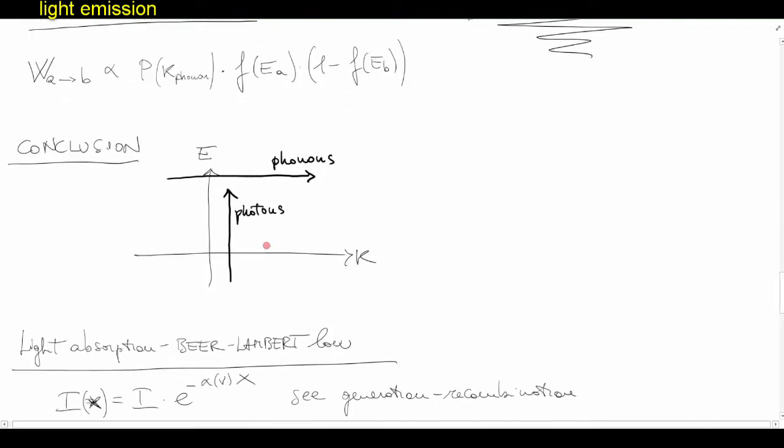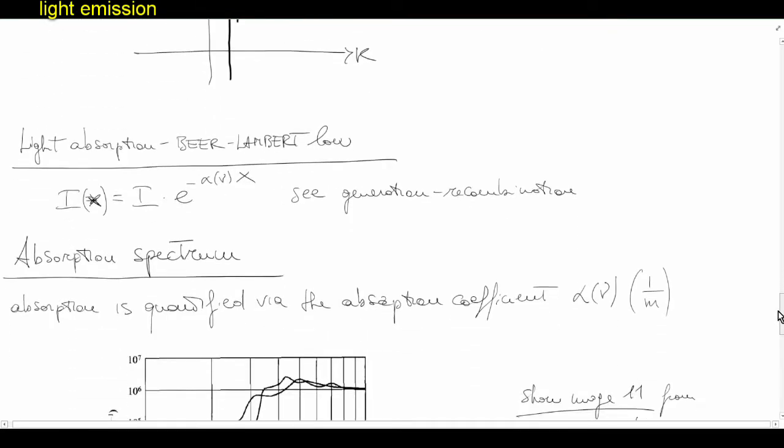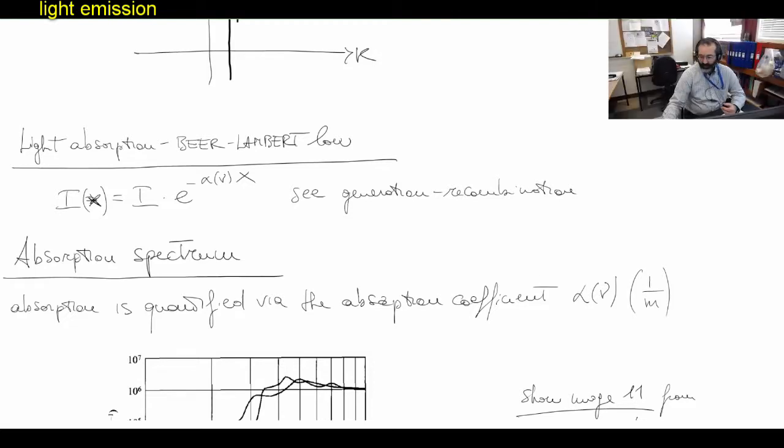And we also realized yesterday that on the E-k diagram, photons allow for movements that are in the vertical direction, while phonons allow movements in the horizontal direction. This is, very briefly, the key points that we saw yesterday when we were discussing light absorption. So let us have a look now at light emission.